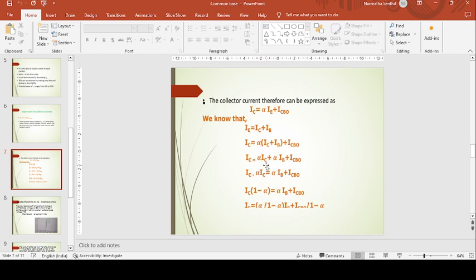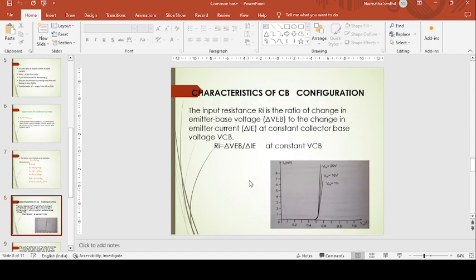Then bring this alpha IC to that side. So IC minus alpha IC is equal to alpha IB plus ICBO. Here IC is common, take it out. So IC times (1 minus alpha) is equal to alpha IB plus ICBO. Finally we get IC equal to alpha divided by 1 minus alpha into IB plus ICBO divided by 1 minus alpha. We are bringing this 1 minus alpha to this side and dividing separately with the numerator to get the equation.